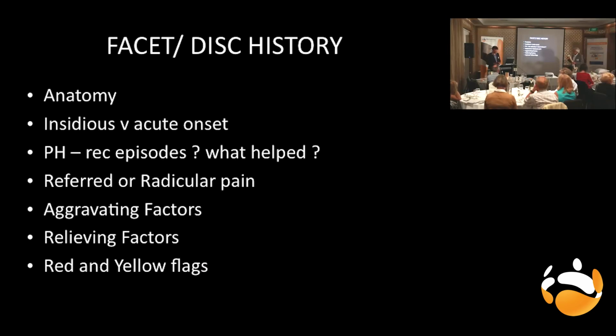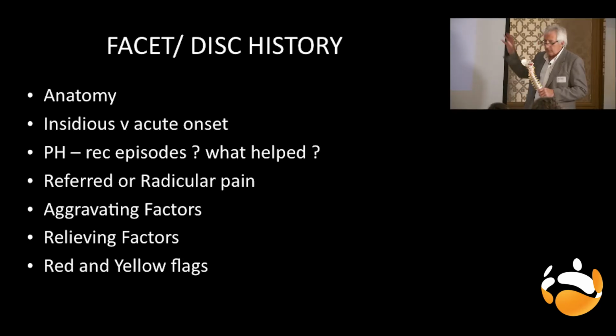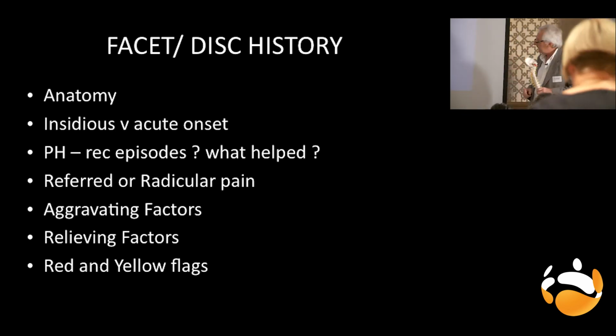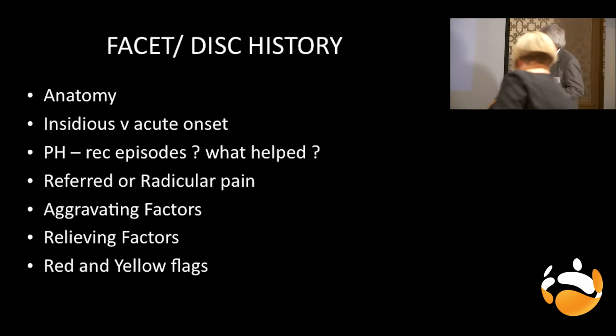So trying to distinguish between facet and disc pathology is pretty important because that's about 80% of your low back presentation in general practice. So you know the anatomy. Is it worse bending forwards, bending backwards? Is it insidious or is it an acute onset? By acute, I don't mean less than 3 months. I mean, is it sudden? Like, did you bend forwards and turn over and then you can't straighten up? That's an acute onset type problem that's much more likely to be facet joints.